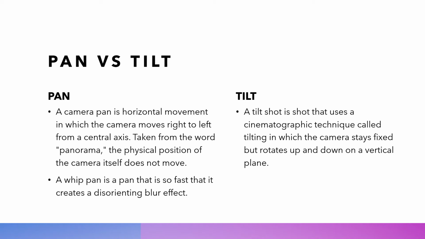When you imagine a pan and a tilt, you move your head without moving your shoulders and your neck. If you move your head from left to right, that is the pan, and when you nod your head up and down, that is the tilt.